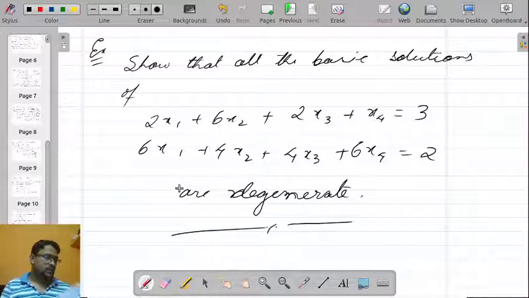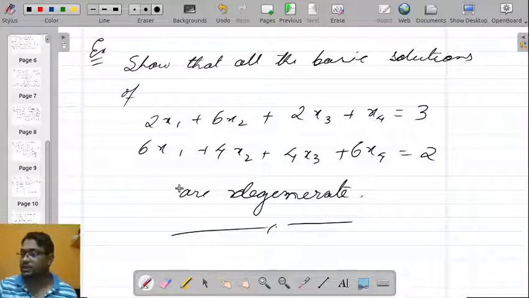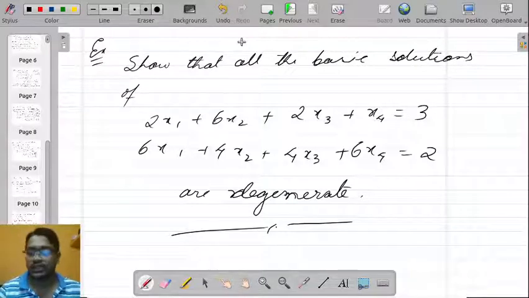In the next class we will start with another part of the same unit, that is characteristics of an optimal solution, that is convex sets and their properties, and a few theorems which will be necessary for our further study of LPP. So till then, bye.